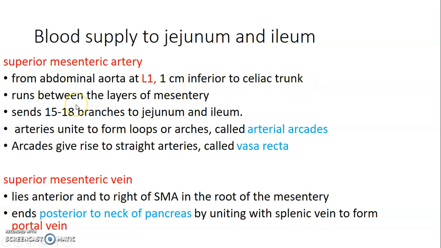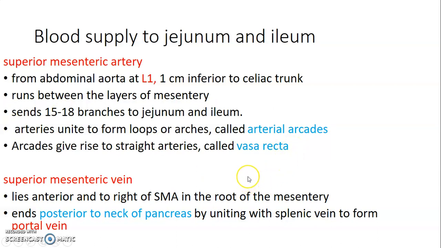This superior mesenteric artery runs between the layers of the mesentery and usually gives many branches to the jejunum and ileum. These arteries unite to form loops and arcs, which are called arterial arcades, and they give rise to straight arteries, which are the vasa recta. So arteries form arcades, which are loops and arcs, by uniting, and then from the arcades you have straight arteries, which you call vasa recta, that go to the organs.